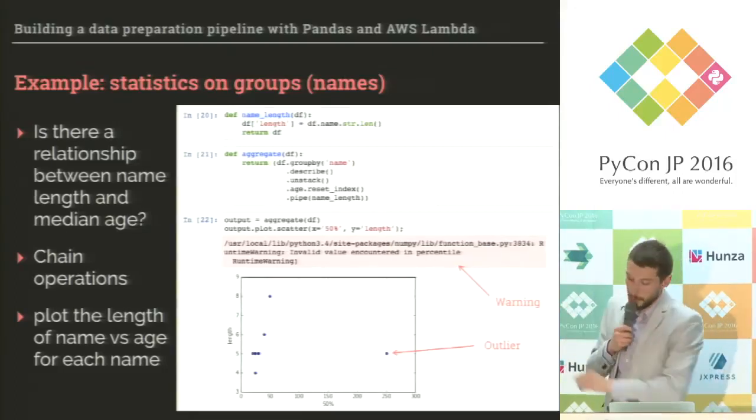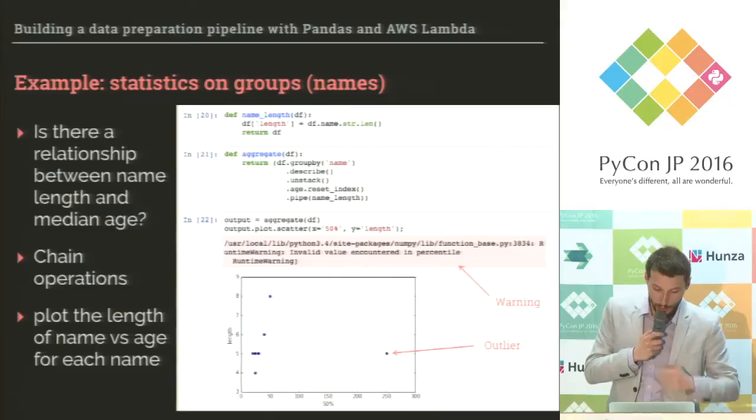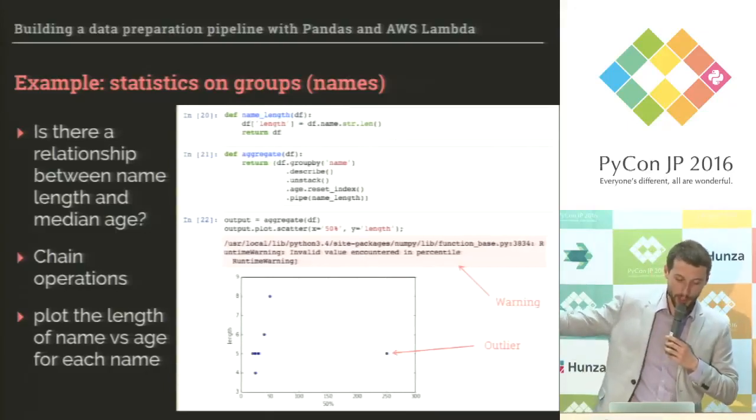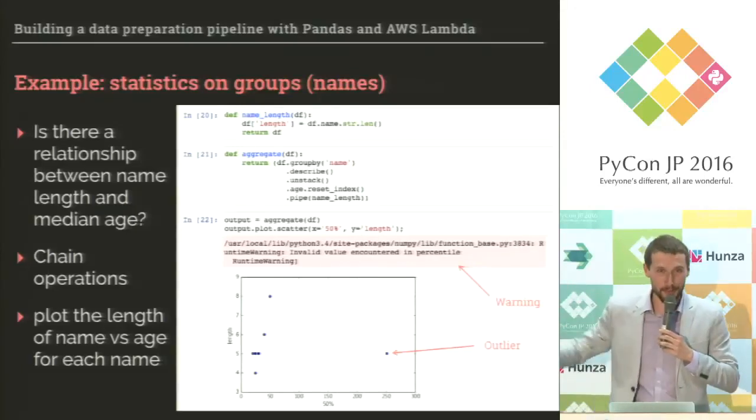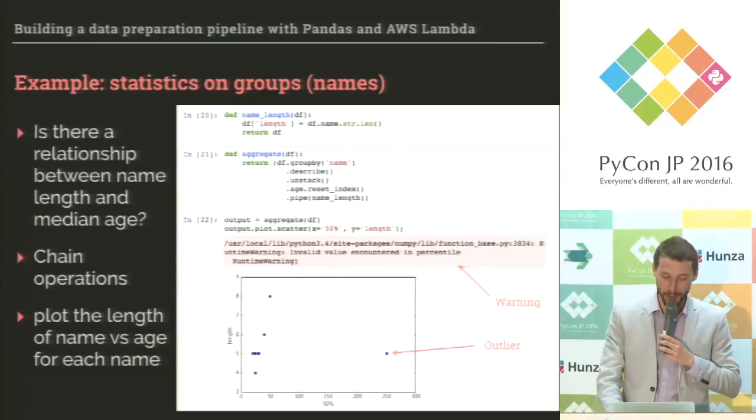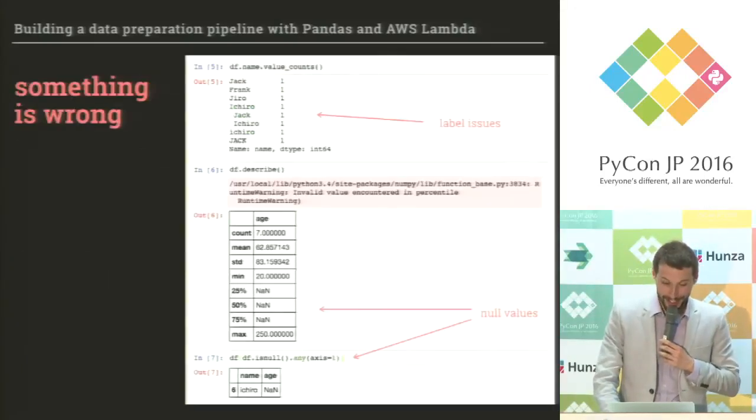So just that piece of code, and then I plot it, and I see, at the bottom it's the median age, and on the side is the length. So I see that I have an outlier, I have some warning here, so some bad signs. I need to check a bit more the data. And indeed, something is wrong.